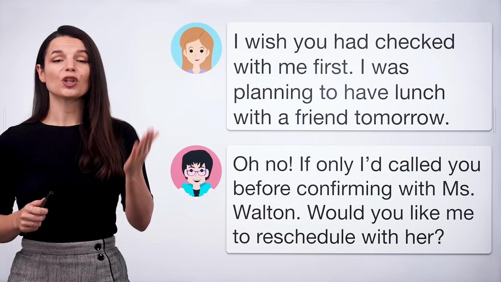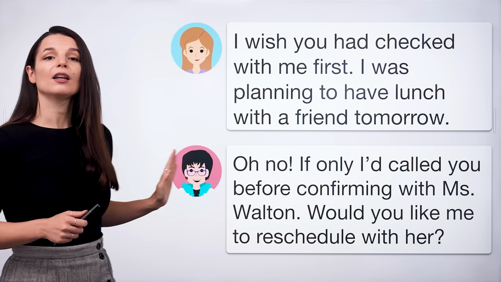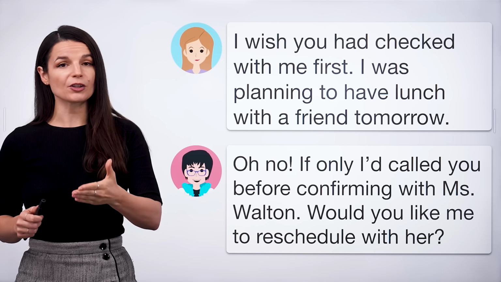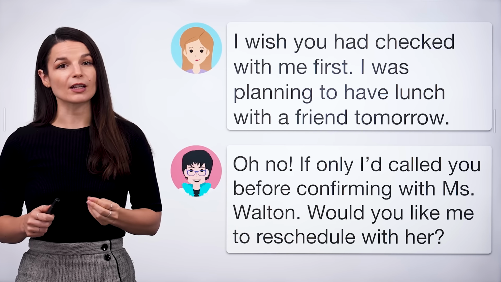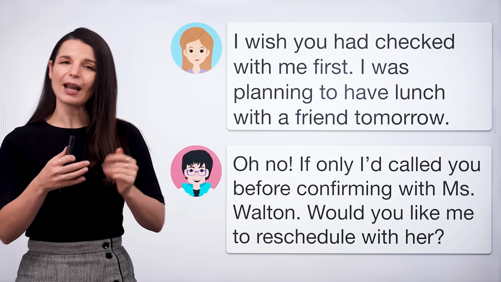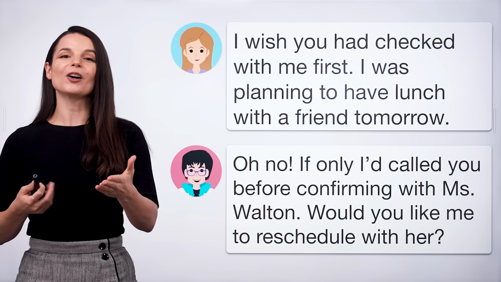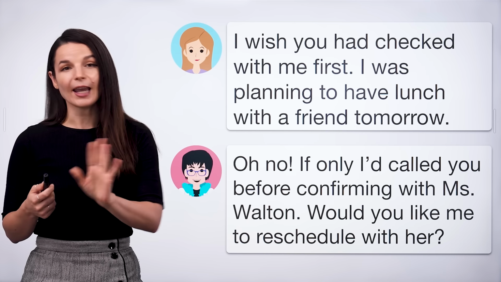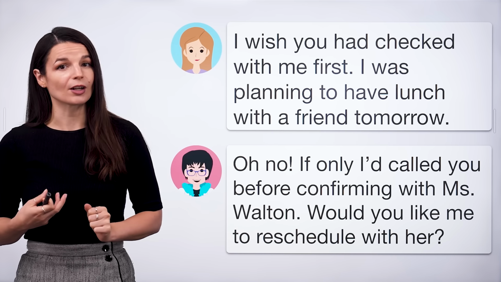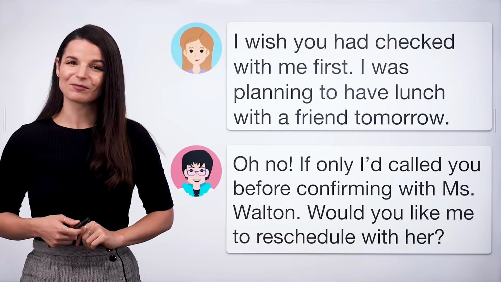In this conversation, you saw two expressions. I wish you had checked with me first, and if only I'd called you before confirming. Both use the structure I wish, or if only, plus past perfect, which we use to talk about regrets about the past, something we didn't do, but now wish we had. The past perfect, had plus past participle, shows that the action happened in the past and cannot be changed, but we're expressing a strong feeling, usually regret or frustration, about that past event. Let's practice with this grammar more in this lesson.